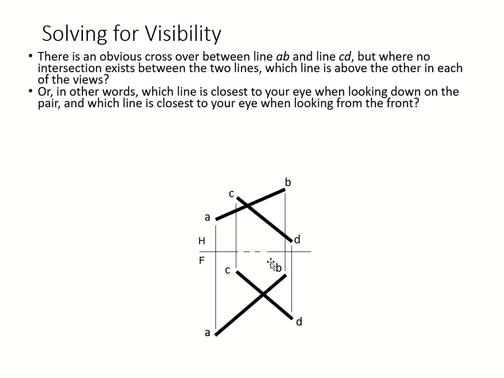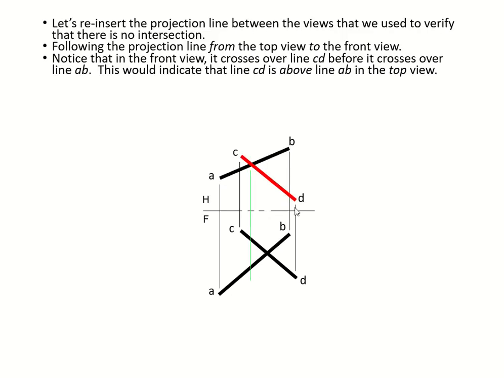If you look at it with your eye, probably you can't see anything, but you can see the gap anyway. So we have to determine which one is closest to your eye when looking down on the pair, which line is closest to your eye when looking from the front, because you're given the front view and the top view. So we're gonna throw in all our projectors again: your crossover right there and the projector coming out from the crossover, and then all the other point-to-point projectors. We're gonna throw them back in.